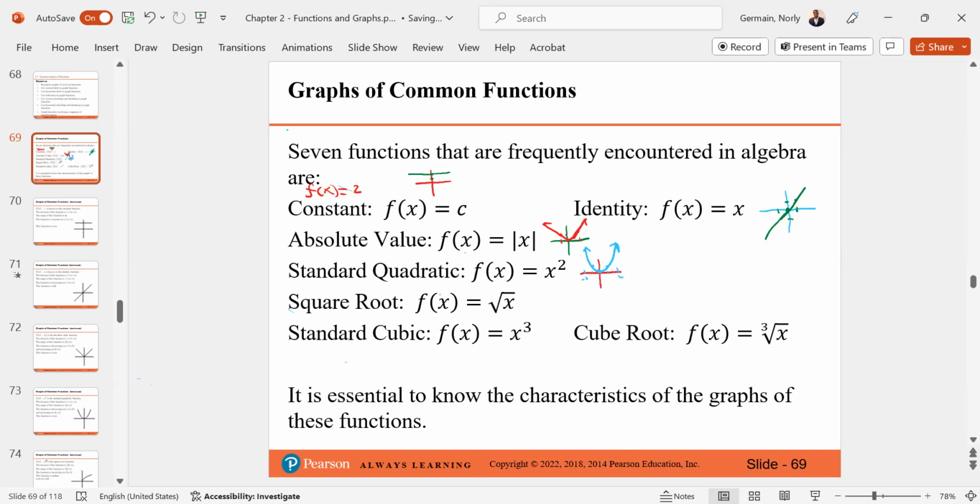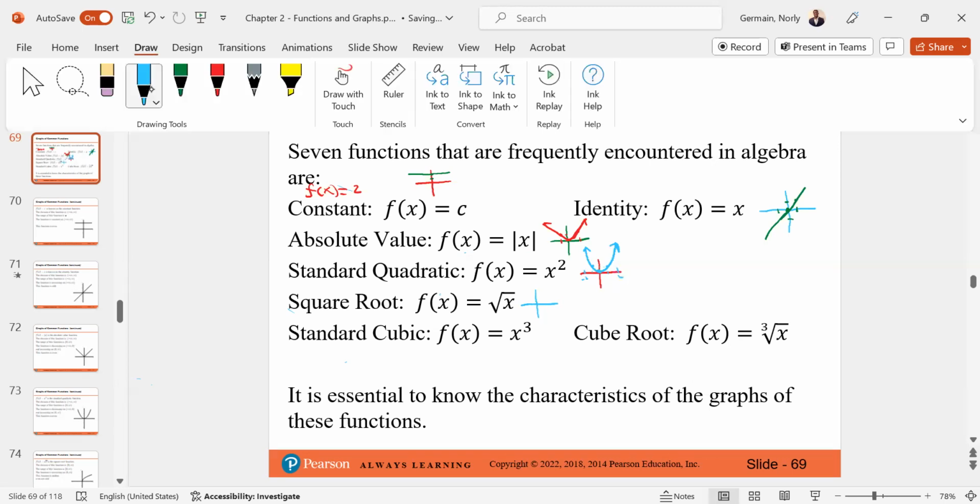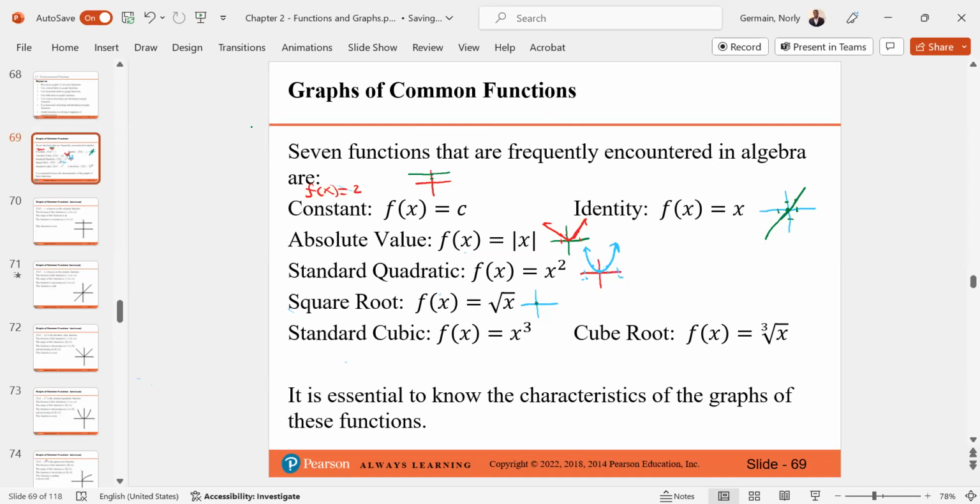And then the square root function. I try to do a very small graph for each of them. The square root function grows in a way like this: if x is 0, the square root of 0 is 0. If x is 1, the square root of 1 is 1.